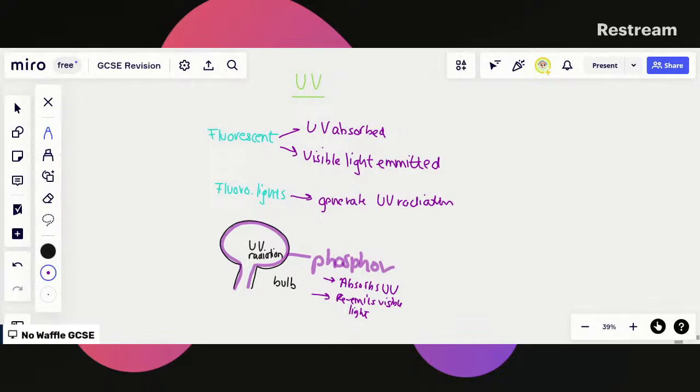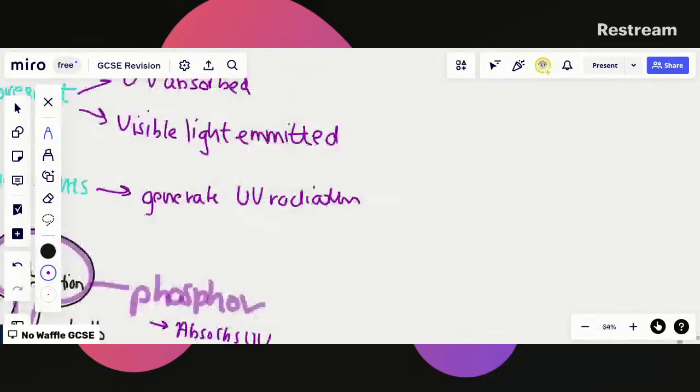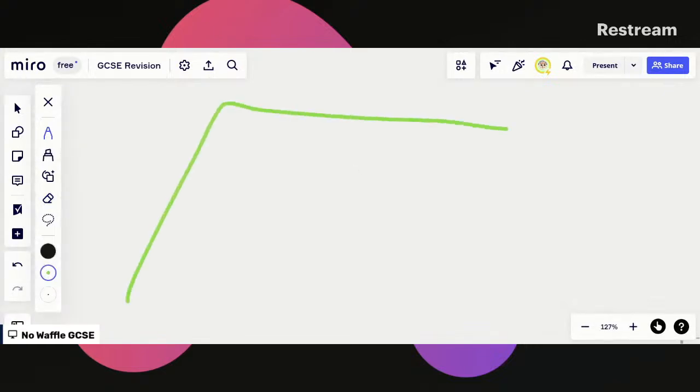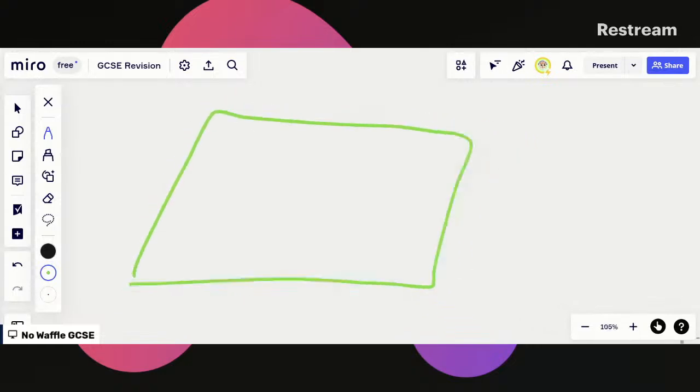And you may also see UV radiation in security pens, which could be used to mark property with your name. So under the UV light, the ink will glow, but it's invisible otherwise. So what we're saying here is that, say if you've ever bought one of those pens, that is a glow in the dark pen. They only show up once you start shining UV light on them.